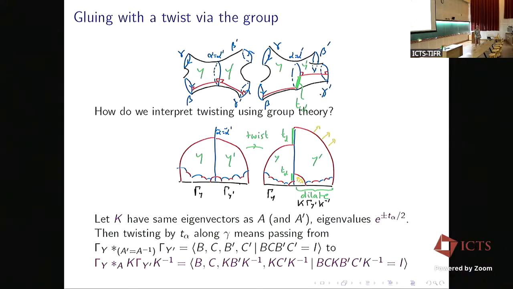Yes? So we're thinking of gamma, y, gamma prime, as groups? Yes. I'm thinking of the representation, yeah, as Fuchsian groups. Not as abstract groups.